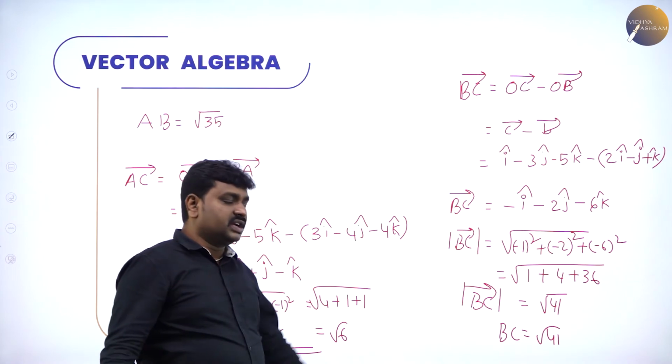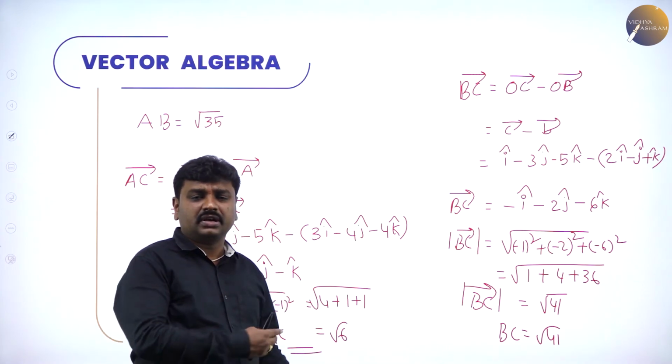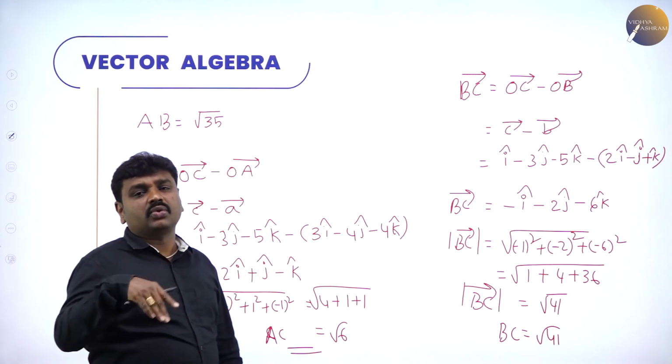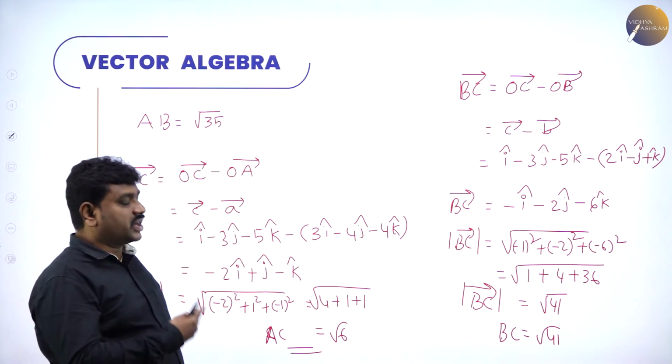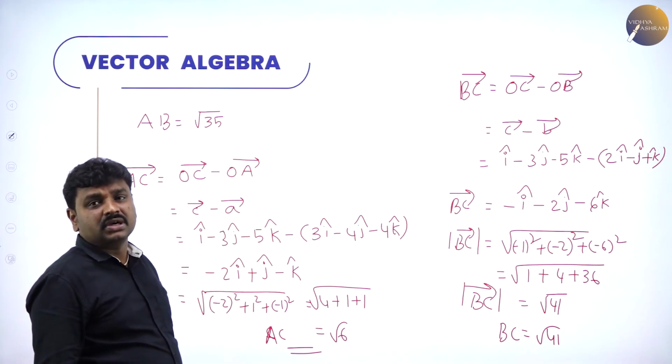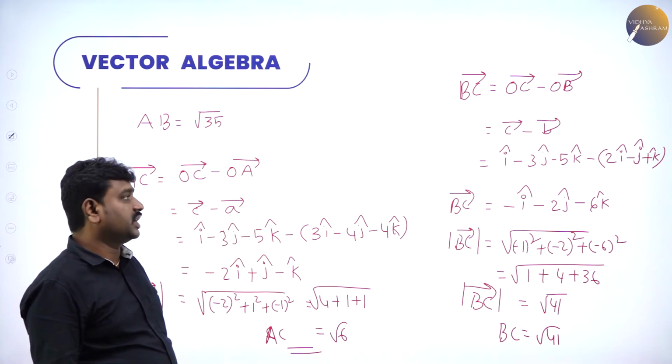See which is the longer side. Here BC is longer, root 41. The remaining are shorter. So the longer side square, the hypotenuse square, should be equal to the sum of the other two sides' squares. If you get that, then the points form the vertices of a right angle triangle.